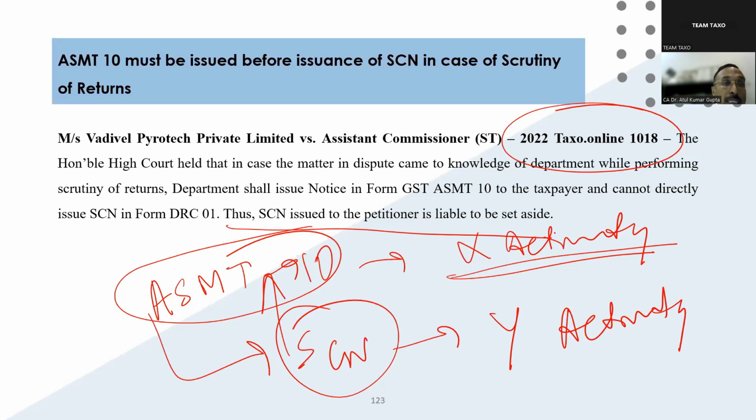Sir, can you please share the slide book? Gauravji is asking how to draft a reply. So, I explained everything around that.